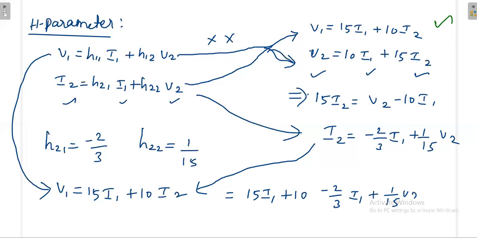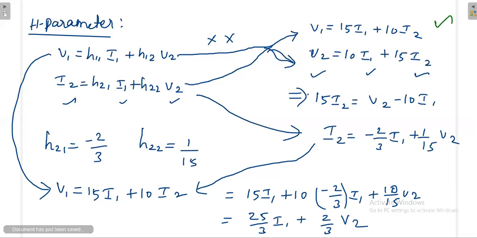Then what you are getting finally, once you solve this, you will get 25 by 3 I1. Sorry, I think the 10 has to multiply with both. So here we'll get 2 by 3 V2. So this is equal to V1. Then our equation is exactly matching with this V1, I1 and V2.